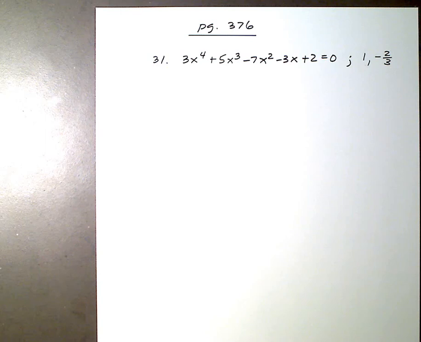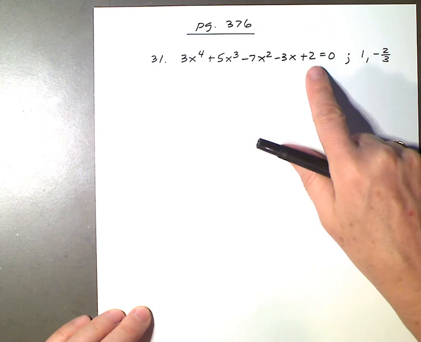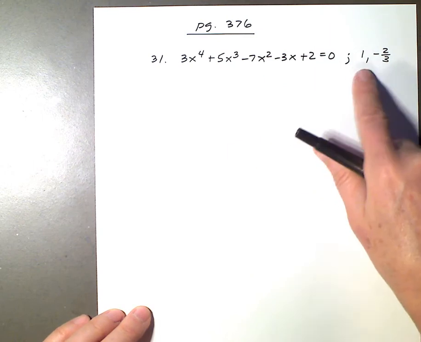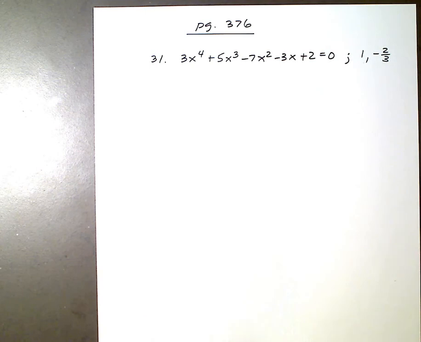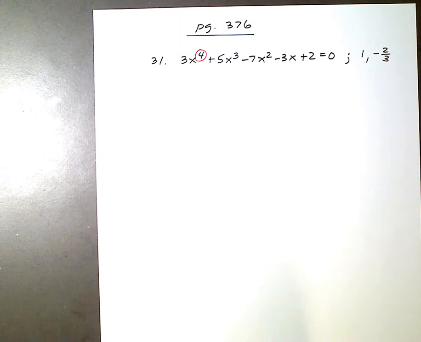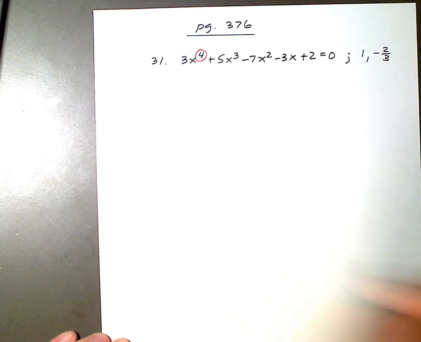Alright, this is number 31 on page 376, and we're given this polynomial equation, and we're supposed to find all the roots, and we've been given 2 of the roots, so we need to find the other 2. We know there's going to be 4 roots according to the fundamental theorem of algebra. The highest power of x is 4. So make a list here.